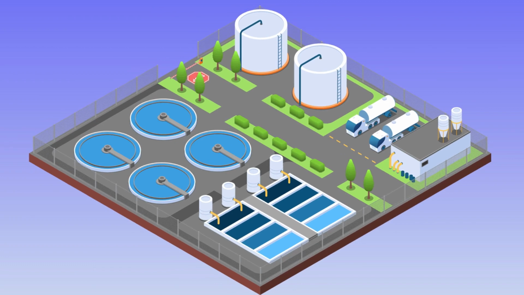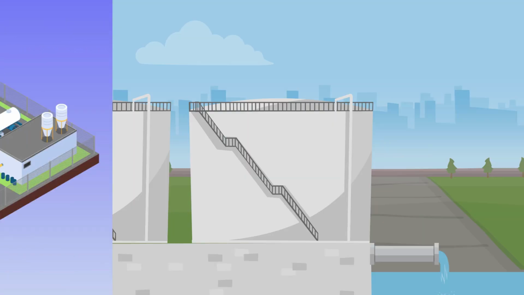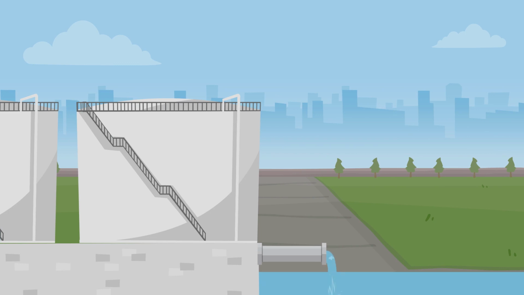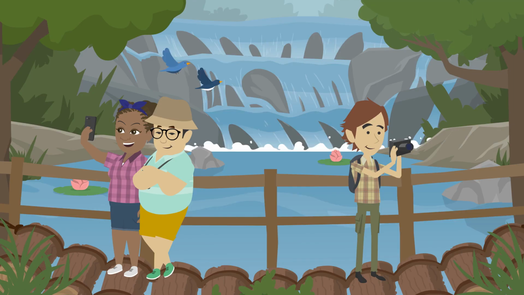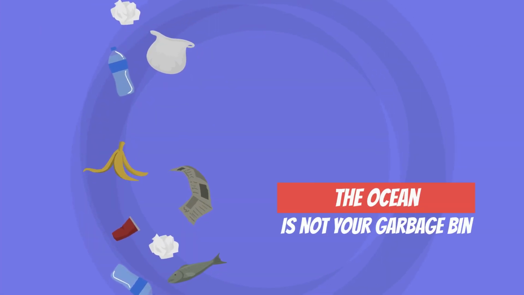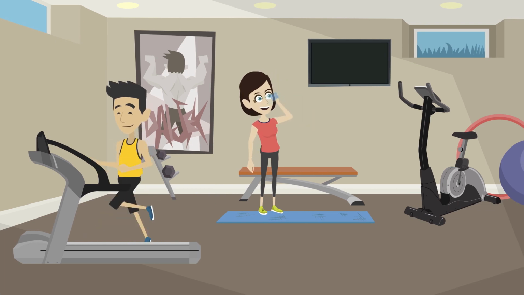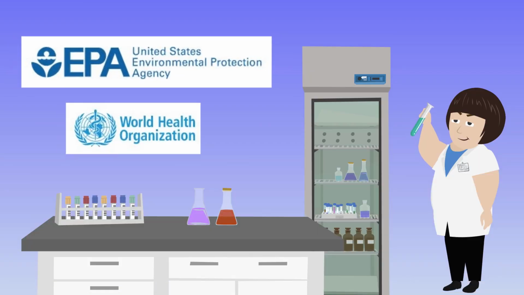The water is treated in special plants called wastewater treatment plants. They are facilities that treat and process wastewater to make it safe to discharge back into the environment. Their goal is to remove contaminants and pollutants, protecting public health and the environment by meeting regulatory standards.